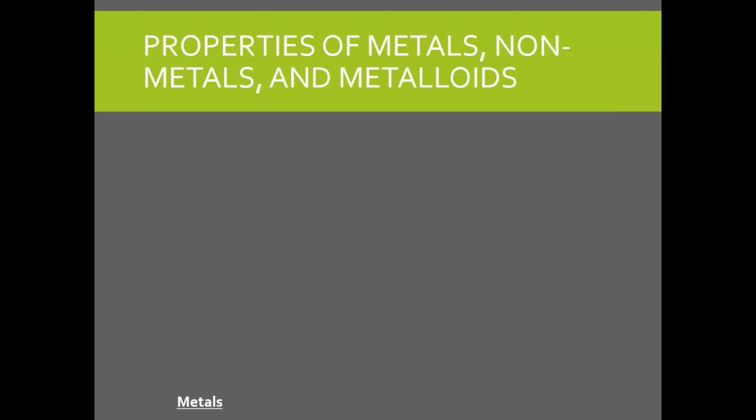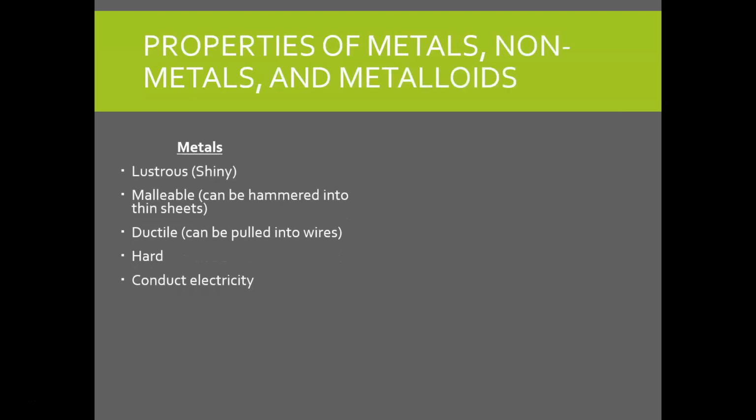So what are some properties of these? Metals are lustrous, meaning shiny. They are malleable, which means they can be hammered into thin sheets. They are ductile, which means they can be pulled into wires. They tend to be hard, and they tend to conduct electricity.